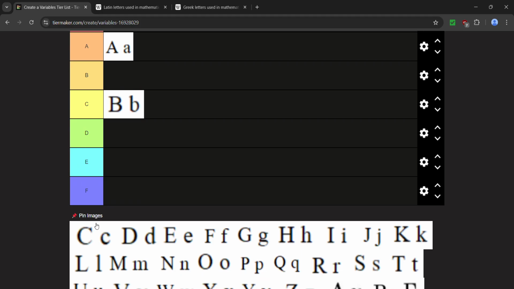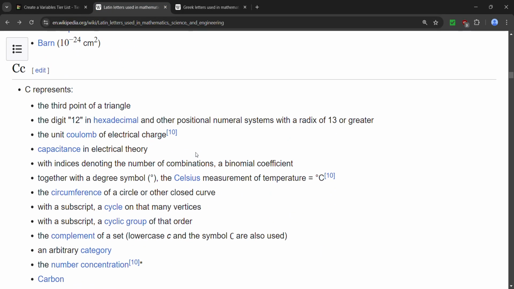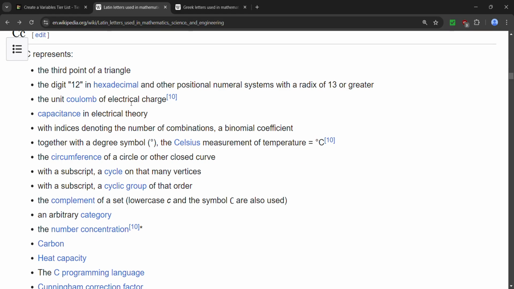But speaking of C, right, our next letter is also C. So let's take a look at that, right? So, what do we got? Coulombs. I like coulombs.